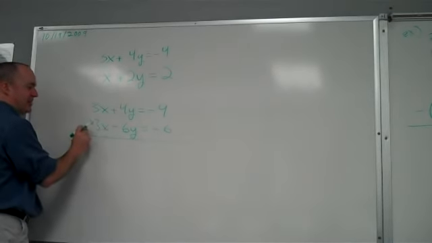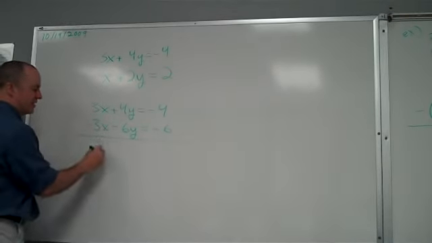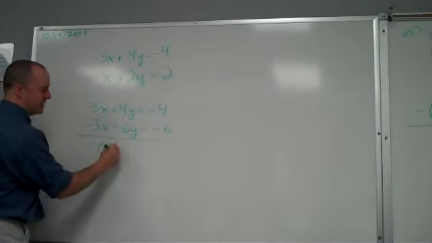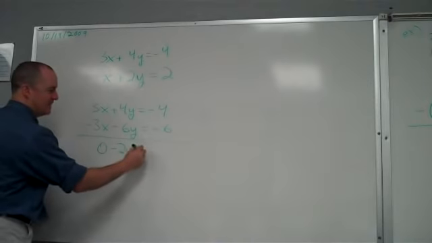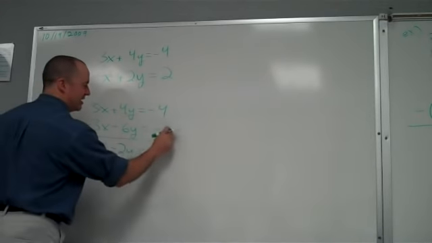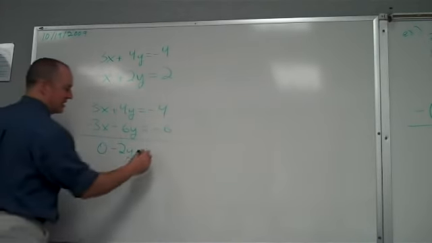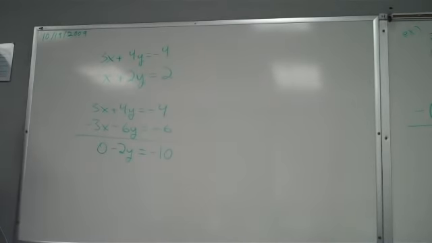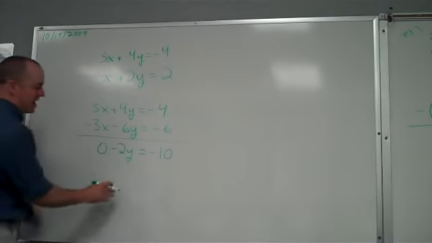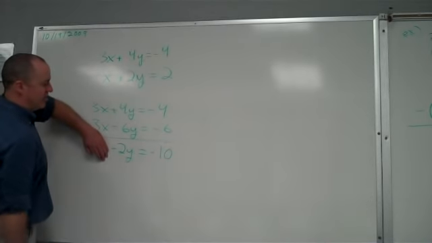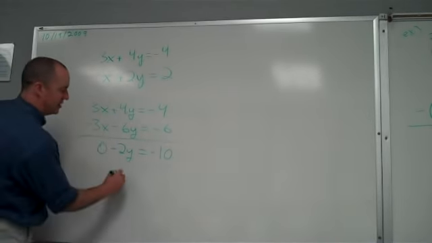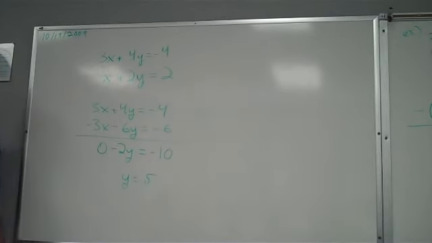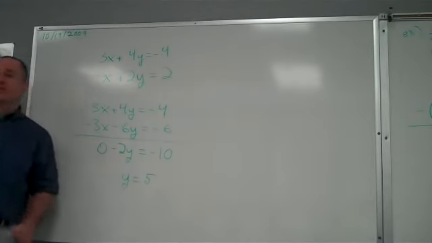Okay, what happens from here? What's 3x plus negative 3x? 0. 4y minus 6y? Negative 2y. Minus 4 minus 6 more? Minus 10. That is correct. Now I've got minus 2y here. Divide both sides by negative 2. And y equals positive 5. We'll be dividing minus 10 by negative 2.